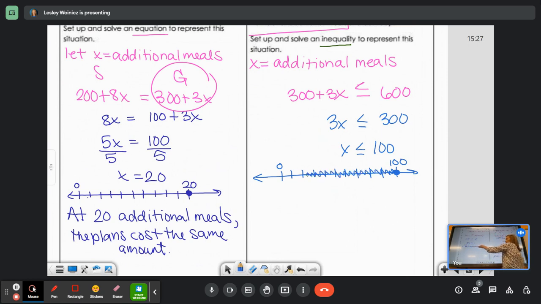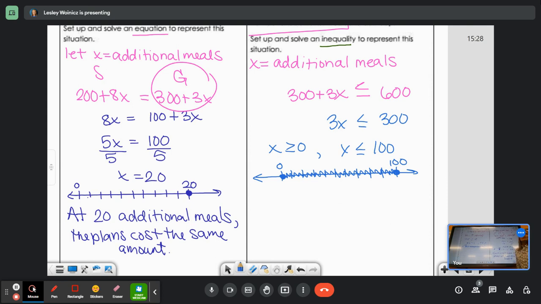Okay. Now tell me what to do. Can I do negative additional meals? Or should I just stop shading at 0? Okay, we'll stop at 0. You convinced me. Okay, we'll talk about how that changes our inequality later, but for right now, we're just going to leave it. If you want, you can also say, well, x has to be bigger than 0 also, right? So we can say x has to be greater than or equal to 0, and it has to be less than or equal to 100. It has to be in between those. You can write that.